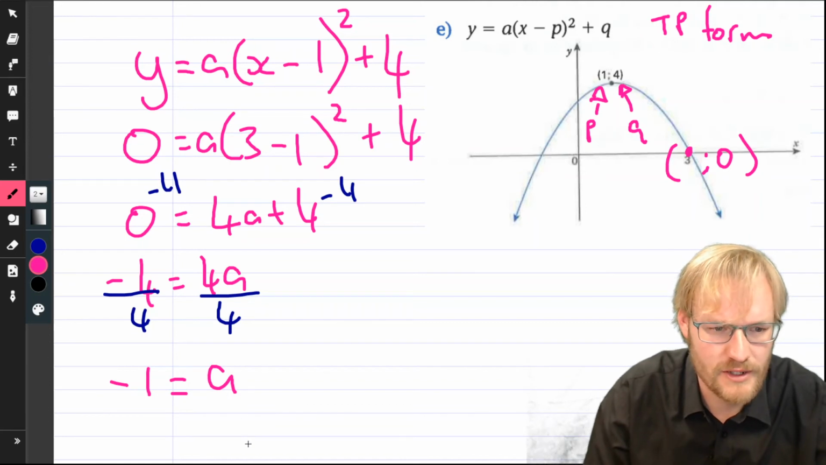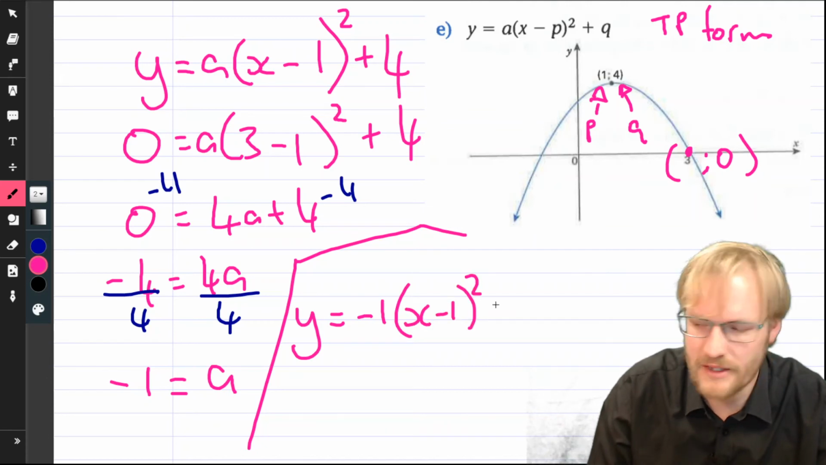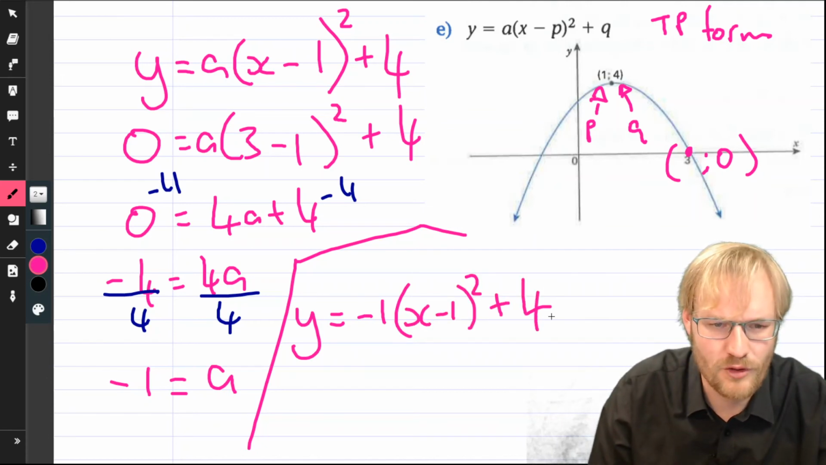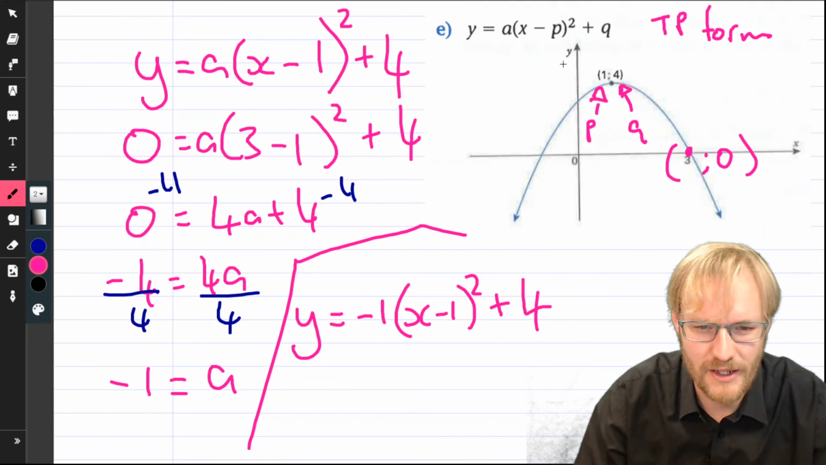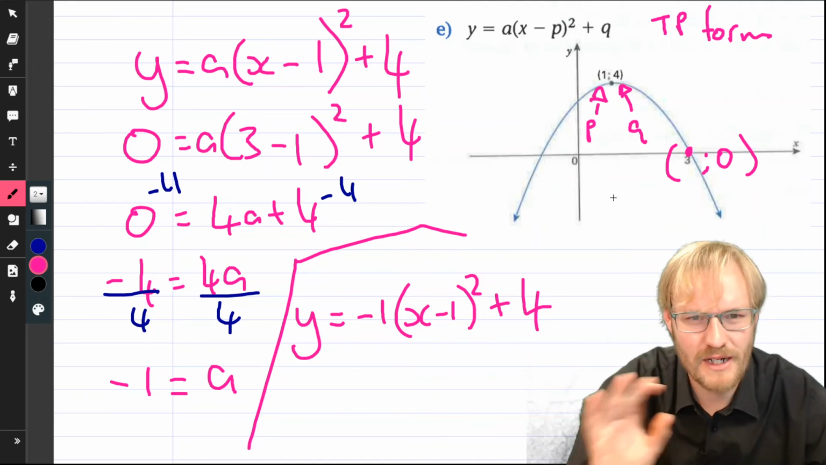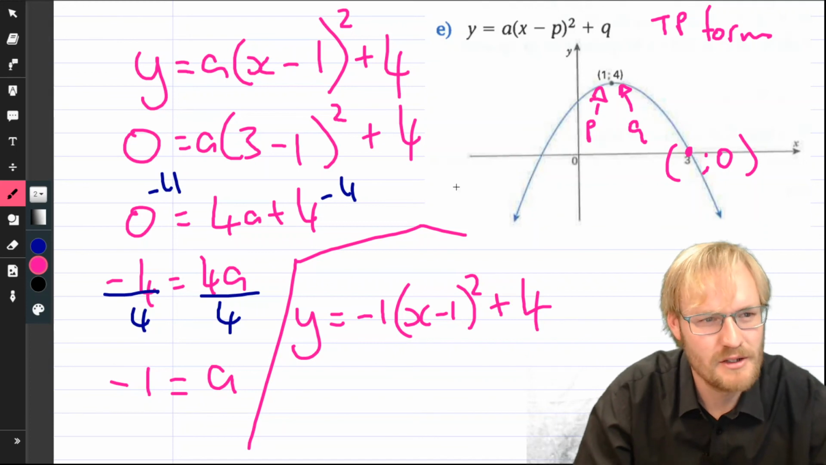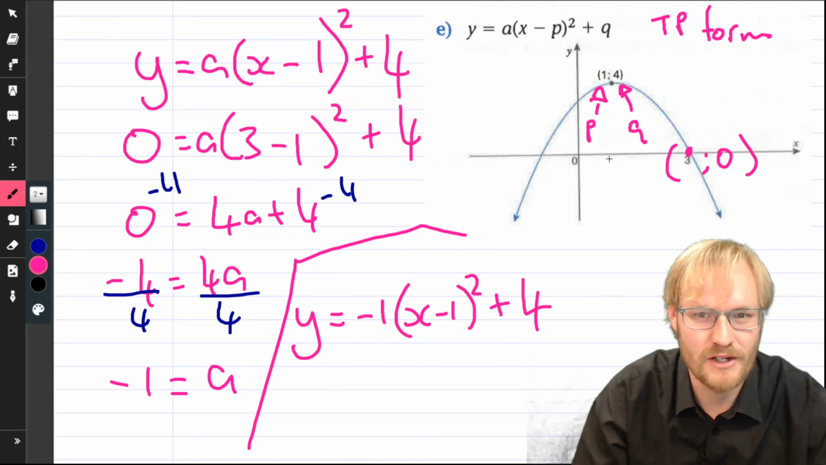So therefore our equation must be y equals negative 1 (x minus 1) squared plus 4. Always like to check that a value, negative 1. Yes, it's a sad parabola, so it should be a negative value. It's moved up by 4, it's moved right by 1. Yeah, it's kind of fitting in with what we'd expect. So there it is. Turning point, straight in, you're given P and Q. Substitute the other value and you're home free.